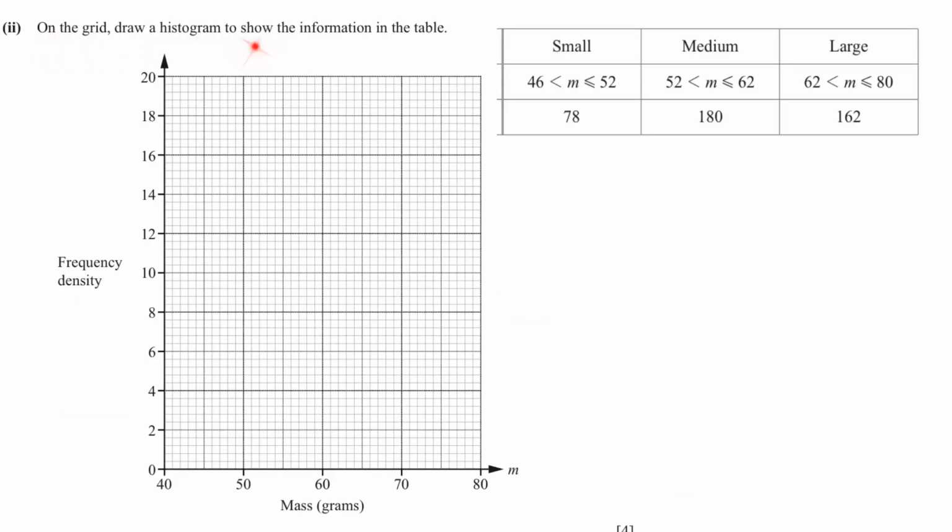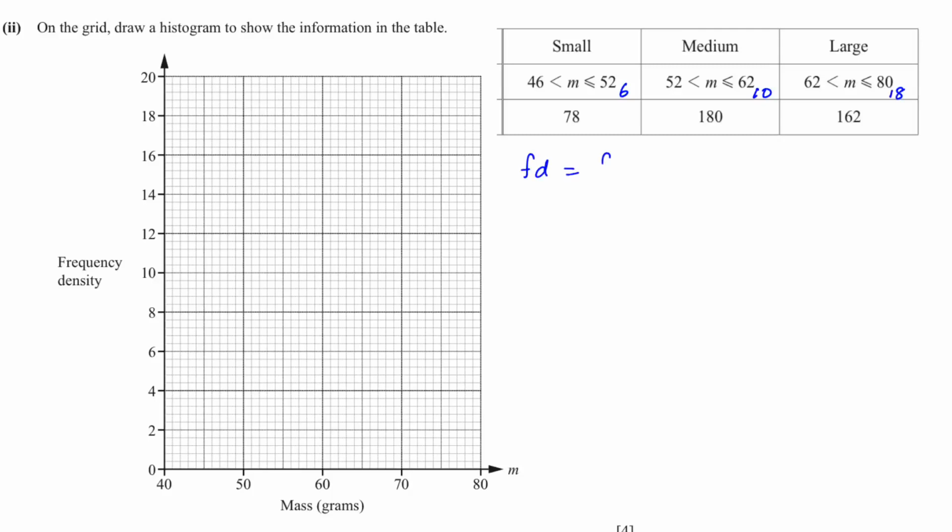On the grid, draw a histogram to show the information in the table. So this is the information which we have to use to plot the histogram. To draw a histogram, we need frequency density. Before we find frequency density, first we have to find the difference between the two numbers, the class interval. So 52 minus 46 will give you 6. 62 minus 52 will give you 10, and 80 minus 62 will give you 18.